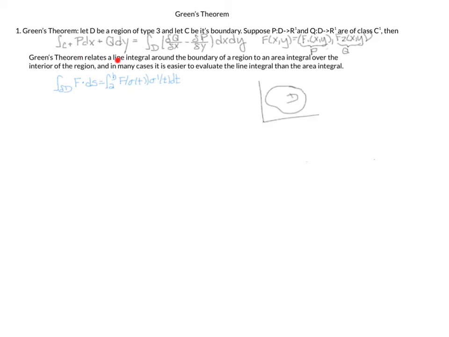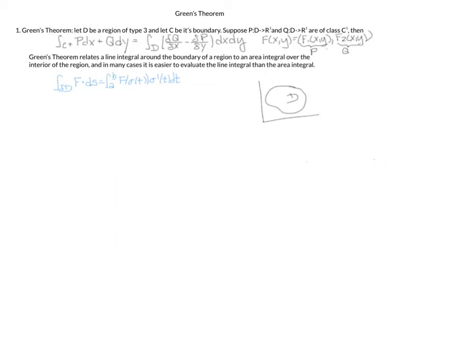And what Green's theorem does is it relates a line integral around the boundary of a region. So here we have a region D, and we can do a line integral around the boundary, and it relates that to an area integral over the interior of the region. So we can do an integral over the boundary, or we can integrate over the entire area with a double integral. And the double integral is something that we had done a couple of chapters ago. So Green's theorem allows you to convert back and forth from a line integral to a double integral.